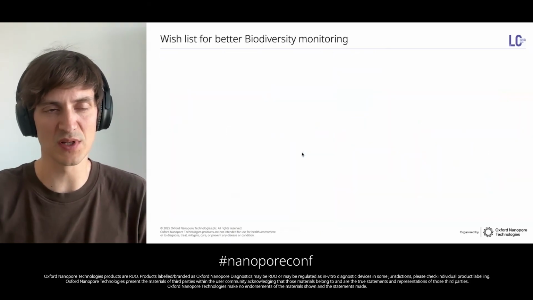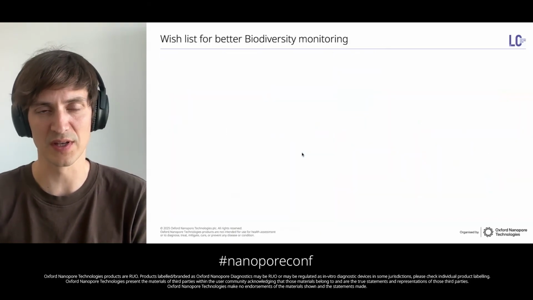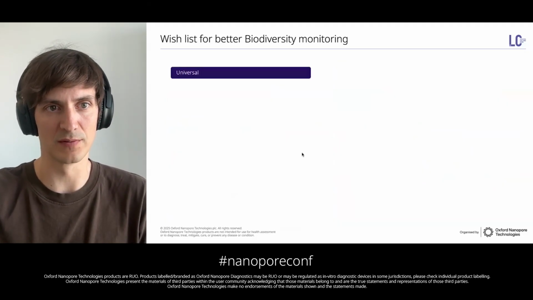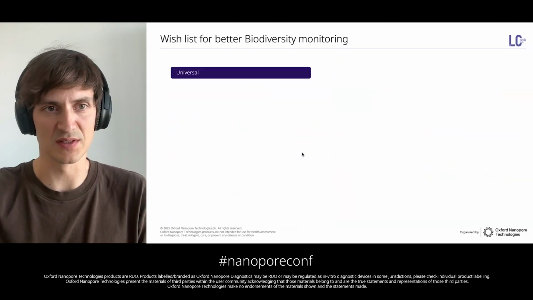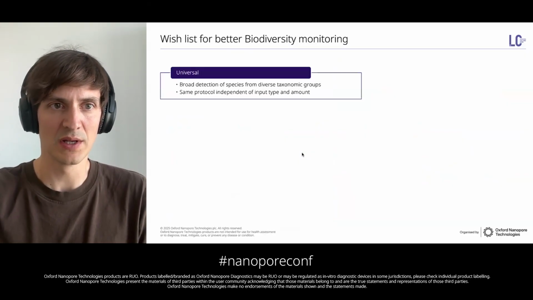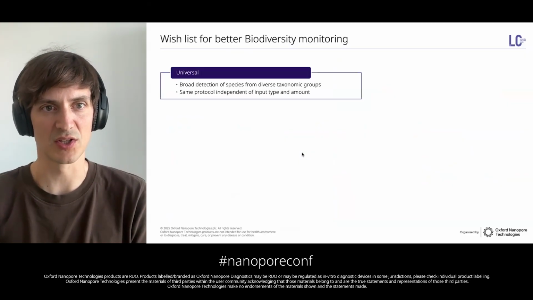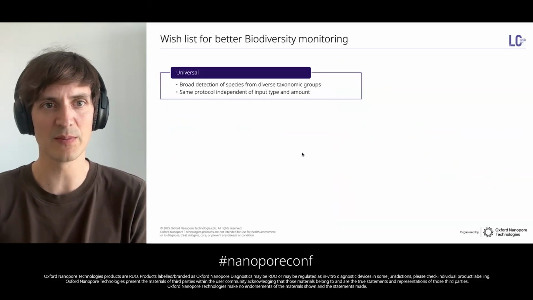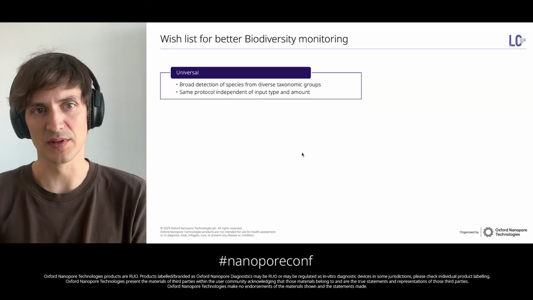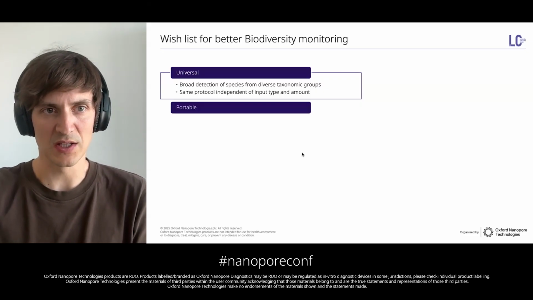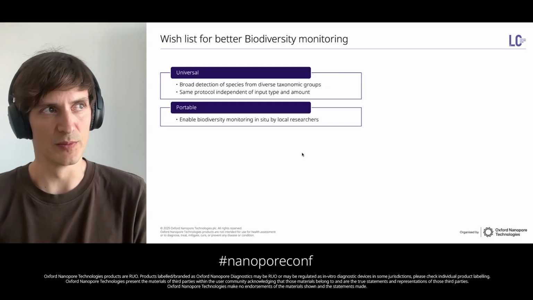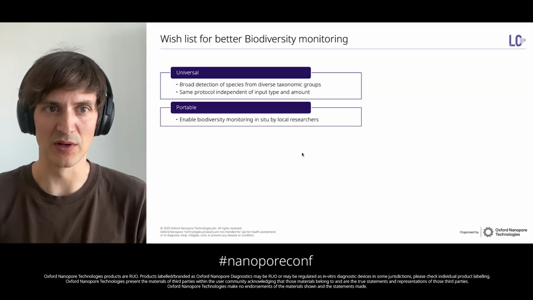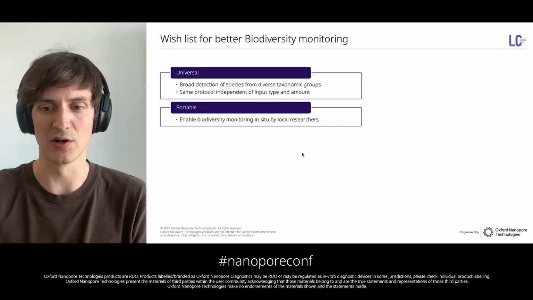And we started by coming up with kind of a wish list of things that we would like to improve to make it more useful for the community. One of the things is that we would like it to be a universal protocol, meaning it can be used for broad detection of species from plants to animals in the same assay. And the same protocol should be able to deal with different types of input. Secondly, we wanted to develop a portable solution that can be deployed in the biodiversity hubs in the rainforest, for example, by local researchers.